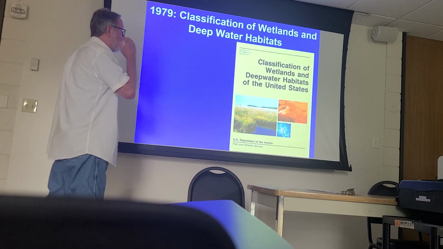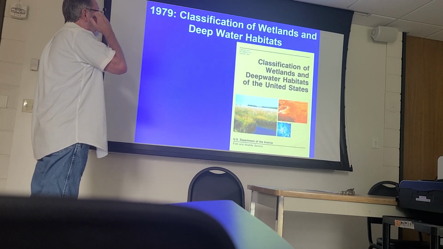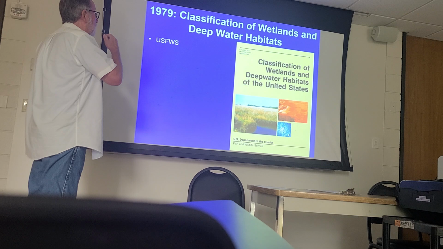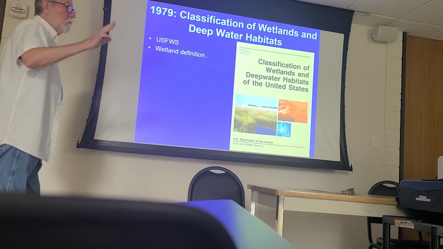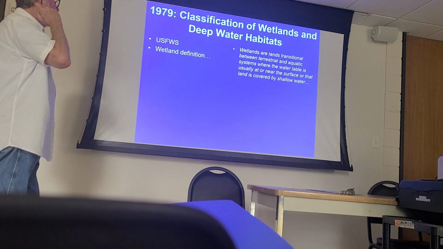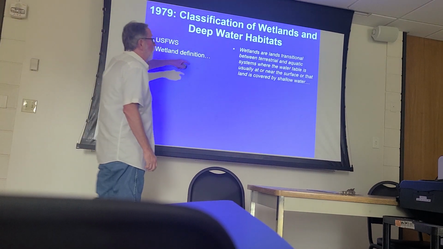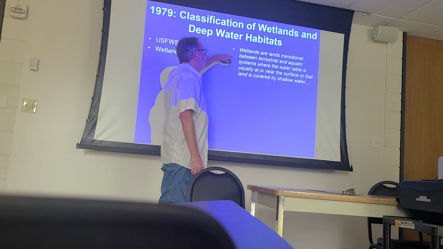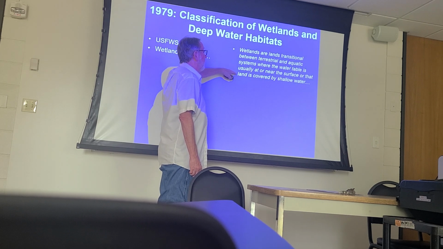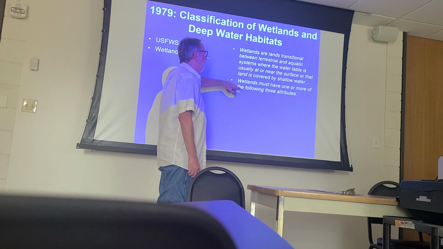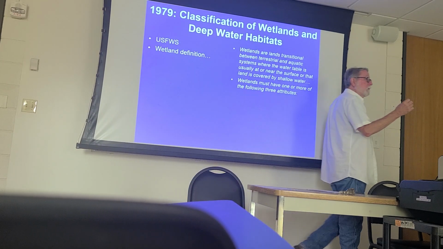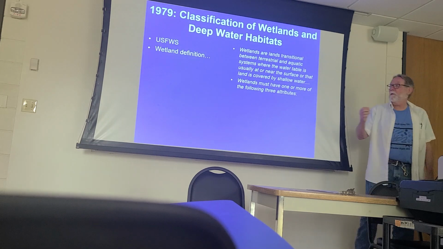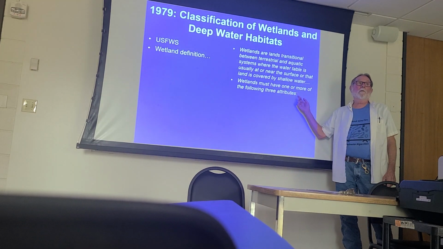There's actually some lotic systems in this too. But this is the book that's used by everything. It's for the Fish and Wildlife Service. And according to this, don't write this down, I just want to talk about the definition here. Wetlands are lands that are transitional between terrestrial and aquatic, where the water table is at or near the surface, or the land is covered by shallow water. They must have one or more of the three attributes. This is how you can tell it's an ecological definition: must have one or more of the three attributes.